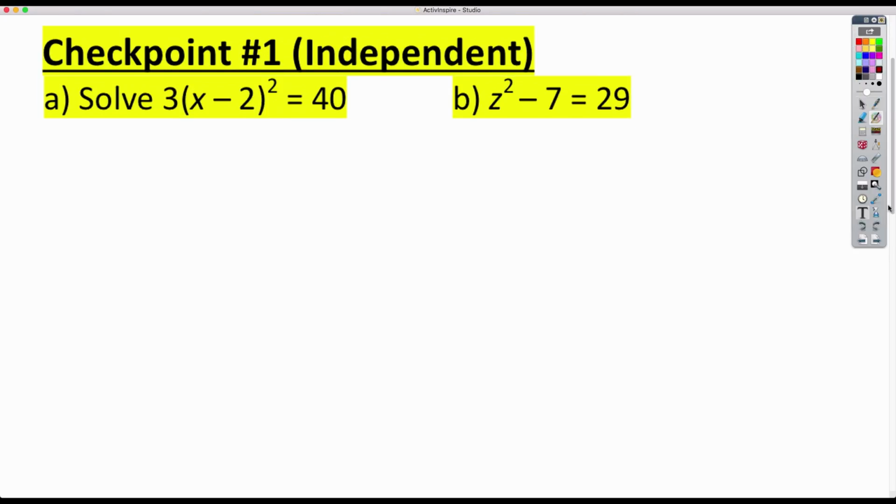All right, let's see how we did. Remember that this is part of the learning process. It doesn't really matter if you get them all right, all wrong, or one right and one wrong. What matters is what you do with it. So let's share out. Part A and Part A only.